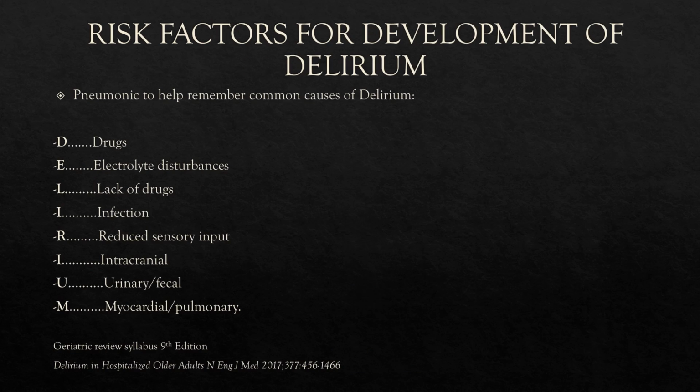There is a mnemonic that is used to help remember common causes of delirium. This mnemonic helps you to remember the concepts that were discussed on the previous slide. Using the word delirium, you consider that risk factors for the development of delirium include drugs, electrolyte disturbances, lack of drugs or withdrawal, infection, reduced sensory input, intracranial concerns, urinary or fecal conditions, and myocardial or pulmonary conditions.